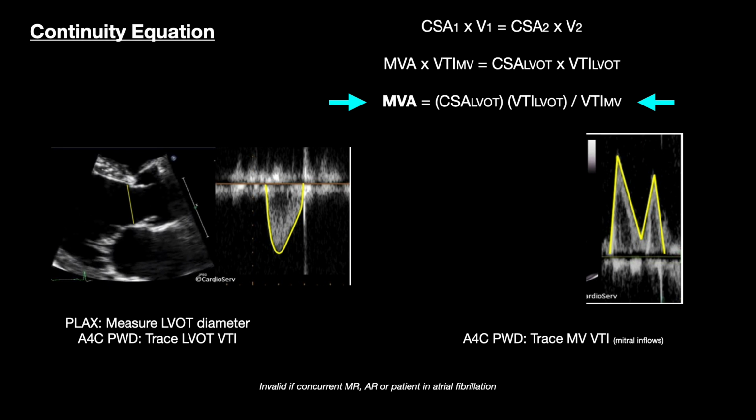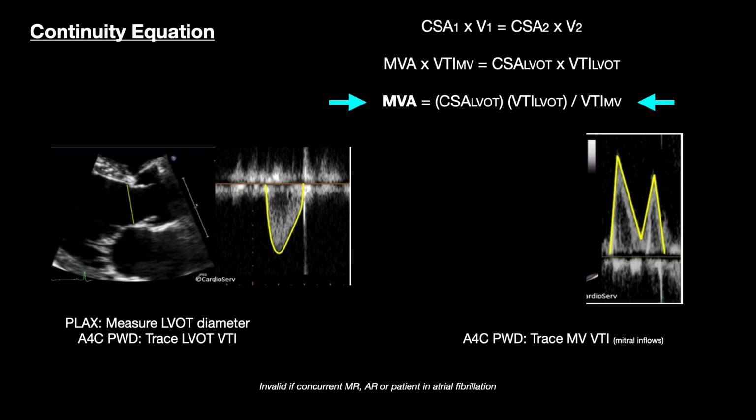And when we extrapolate this to echo, what we end up with is that the mitral valve area times the mitral valve VTI should be equal to the cross-sectional area of the LVOT times the LVOT VTI. And when we rearrange the equation, the MVA, mitral valve area, is equal to the cross-sectional area of the LVOT times the LVOT VTI divided by the mitral valve VTI.